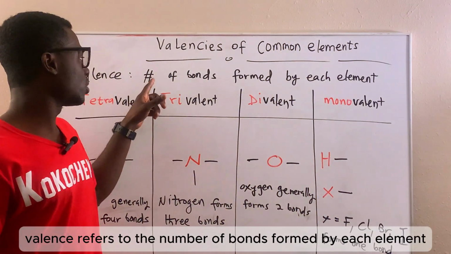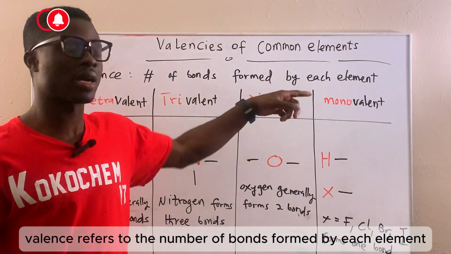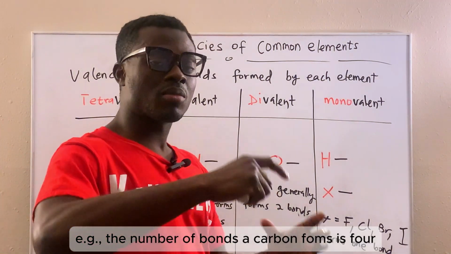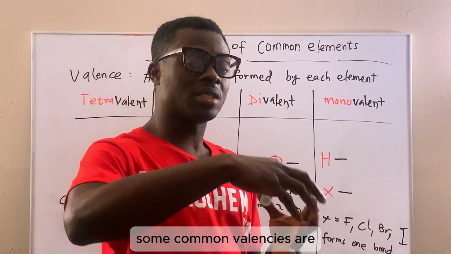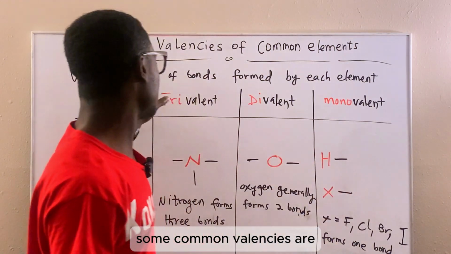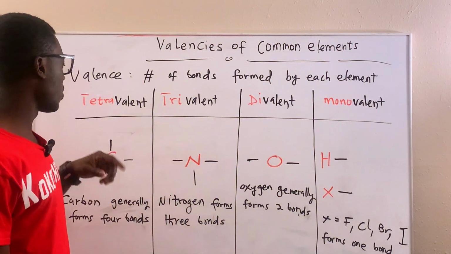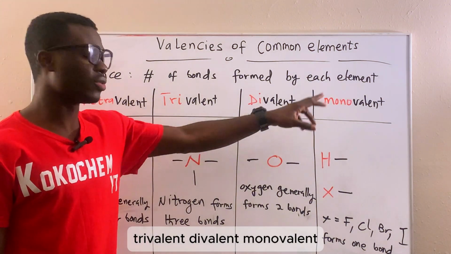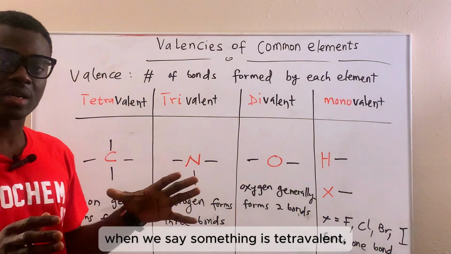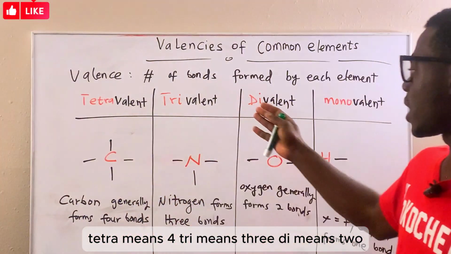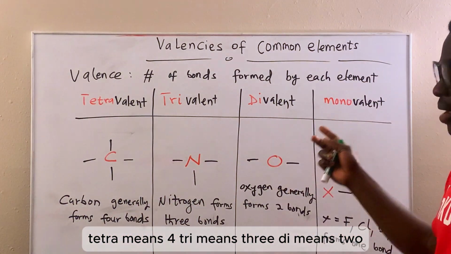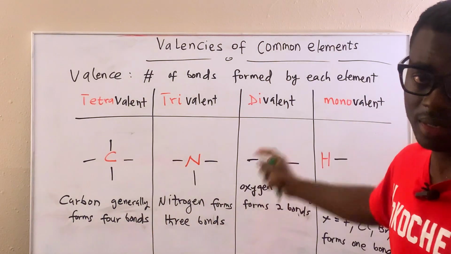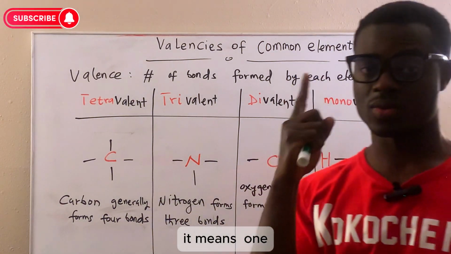Valence refers to the number of bonds formed by each element. For an element like carbon, the number of bonds it can form is its valence. You will hear the terms tetravalent, trivalent, divalent, monovalent. Tetra means 4, tri means 3, di means 2, and mono means 1.